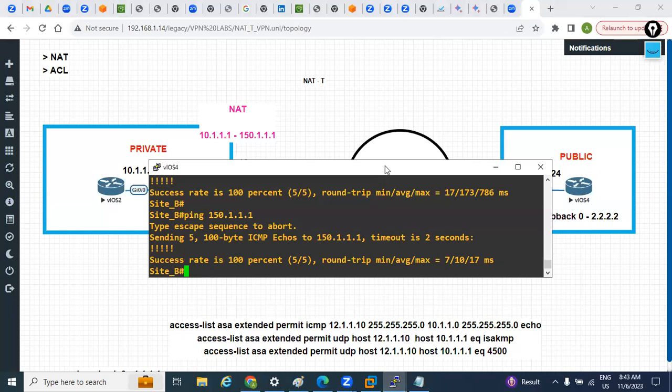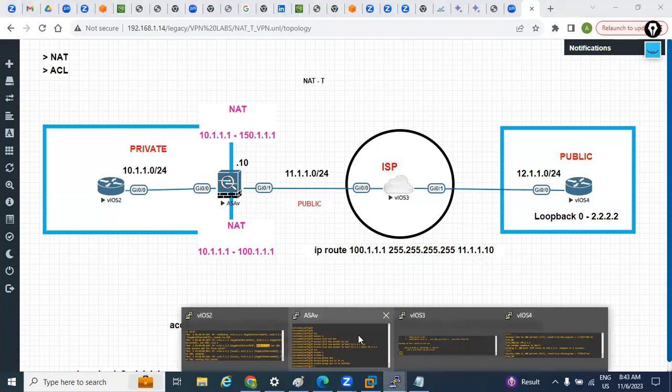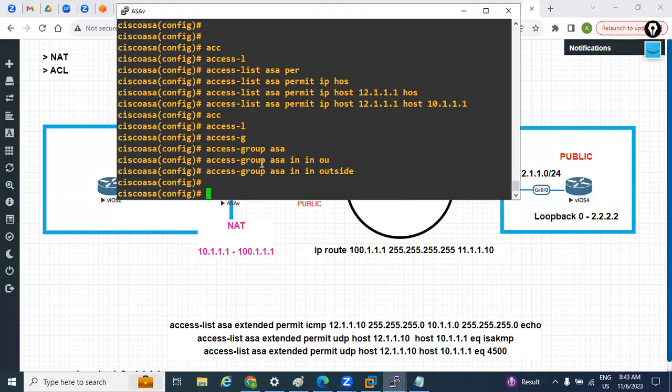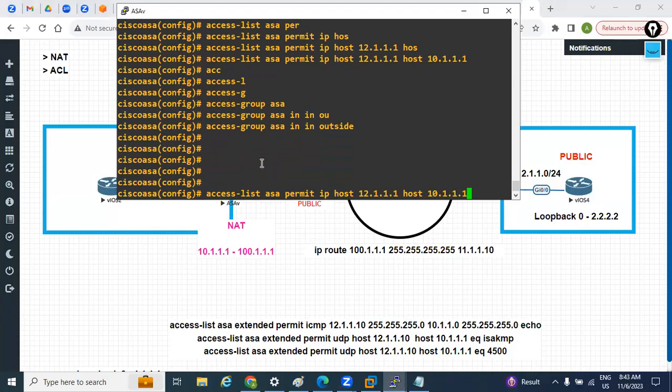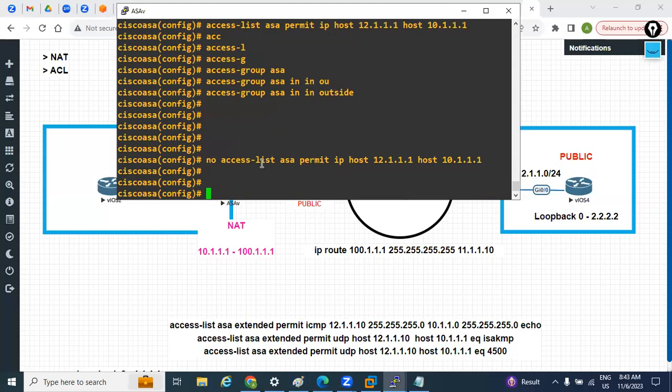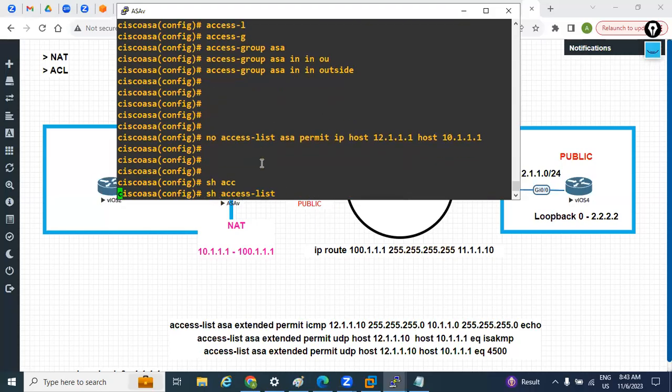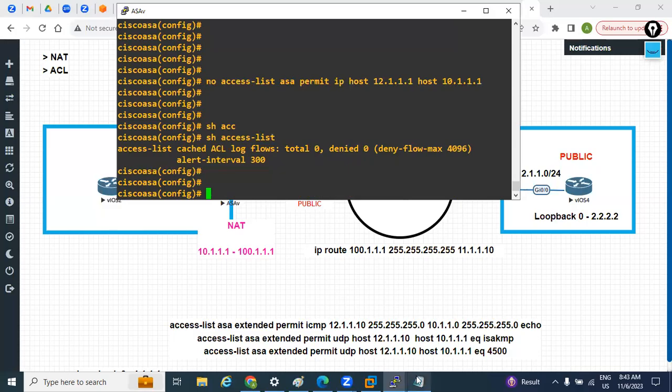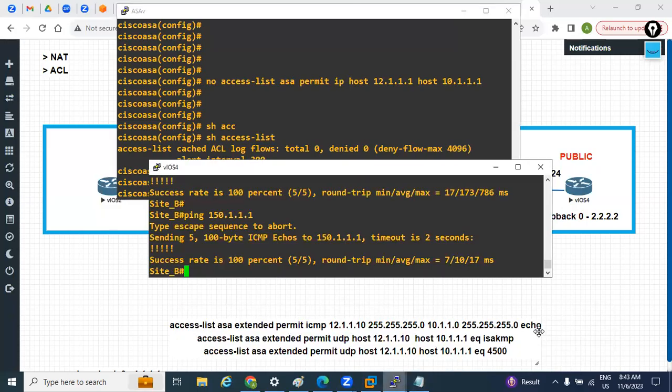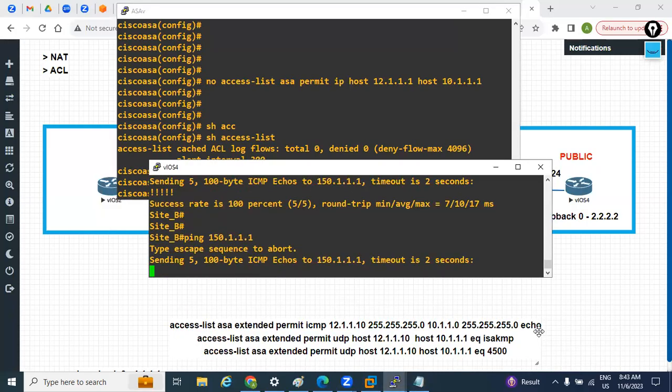Clear? But instead, I'll be back here with the ASA. If I remove this access list, I have removed it to show the access list. It's not there. And now if you try to ping, that's not possible, because I have removed the access list here.